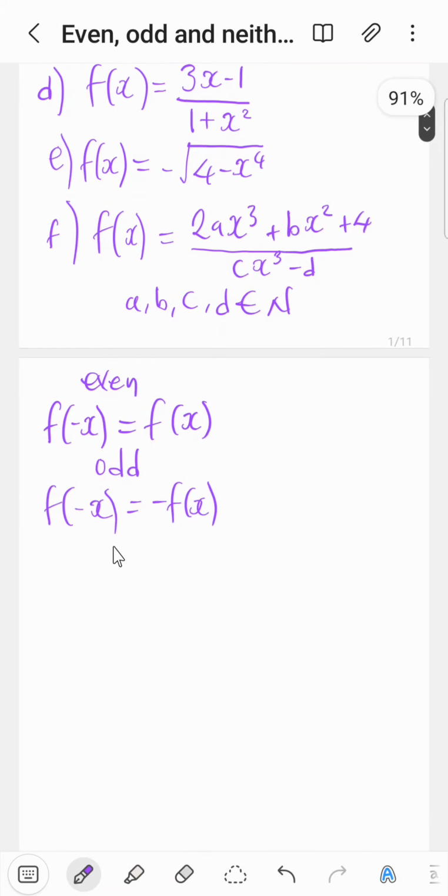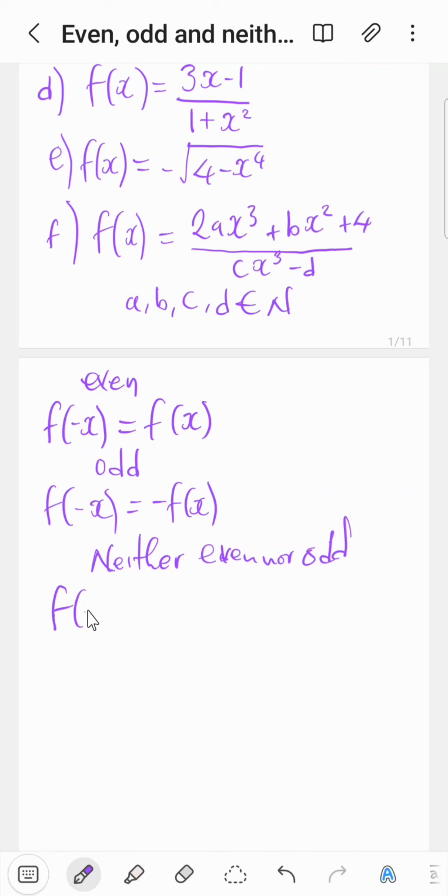And a function is considered to be neither even nor odd if f of negative x is not equal to f of x or negative f of x. Okay, that's what we mean by even, odd, and neither function.